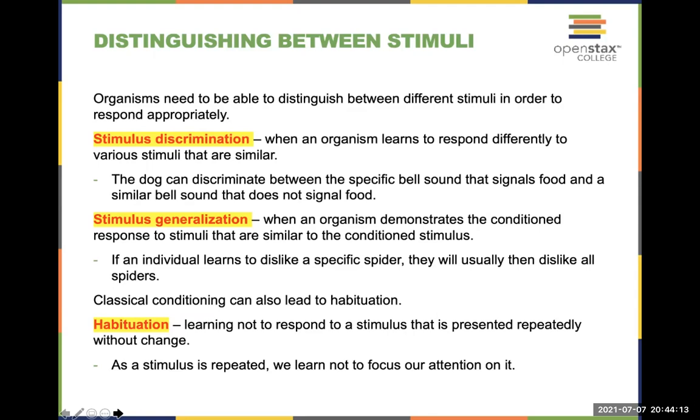And then the last part of this is classical conditioning can also lead to habituation. And habituation is learning not to respond to a stimulus that is presented repeatedly without change. So as a stimulus is repeated, we learn not to focus our attention on it. So that's habituation. Kind of similar to what we were talking about in the last chapter with our sensory adaptation, right? After a while, we just don't respond to certain stimuli. This is kind of like a similar concept, but it's a learning concept.